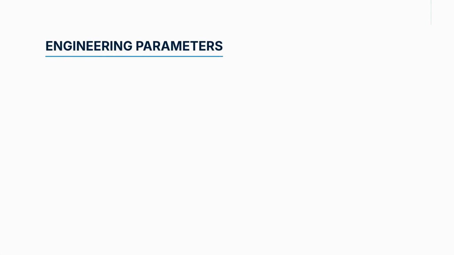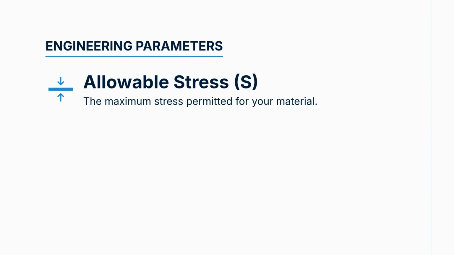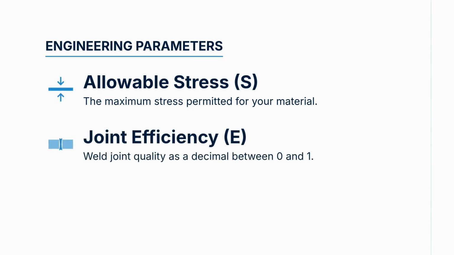Then we have allowable stress, S, which is the maximum stress permitted for your material. Finally, there's joint efficiency, E, which represents the weld joint quality as a decimal between 0 and 1.